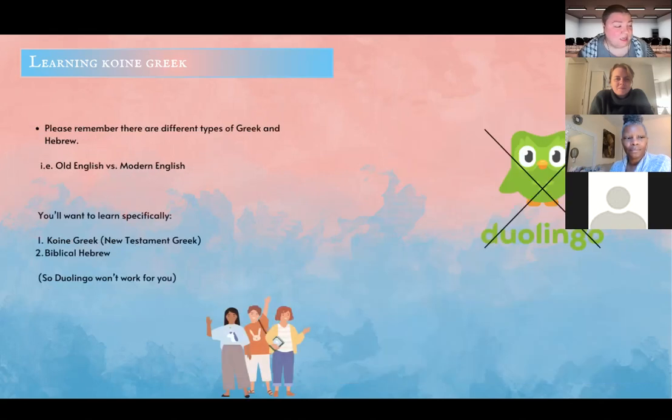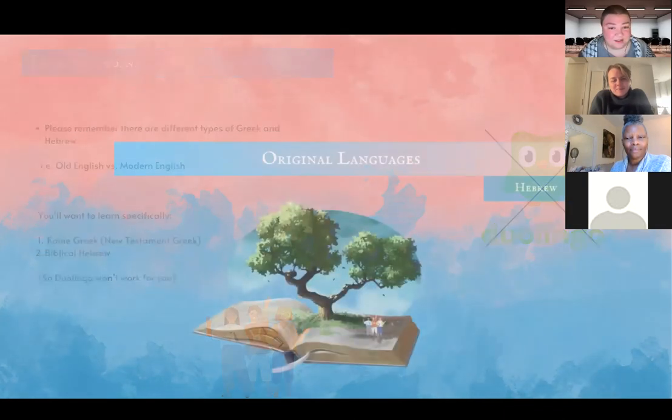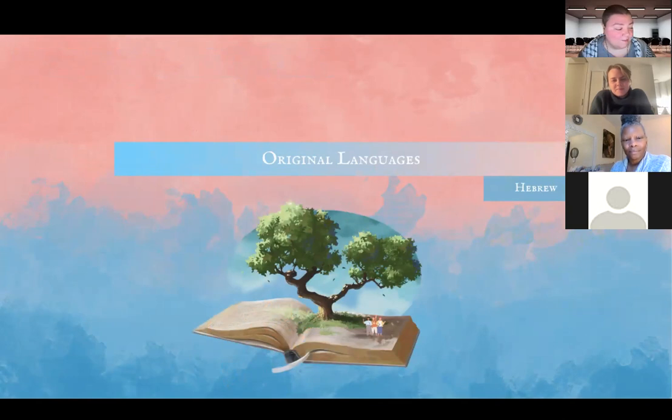Before I move into Hebrew resources, this may seem a bit obvious to say at this point, but just so it's said, please be aware that there are different types of Greek and Hebrew, just like Old English and Modern English. So if you're going to learn Biblical Greek, it has to be what is called Koine Greek. And if you're learning Hebrew, it has to be Biblical Ancient Hebrew. Trying to learn Hebrew on Duolingo, for example, will not work for your purposes here, as they teach you Modern Hebrew. So here's your basics if you want to learn Koine Greek.